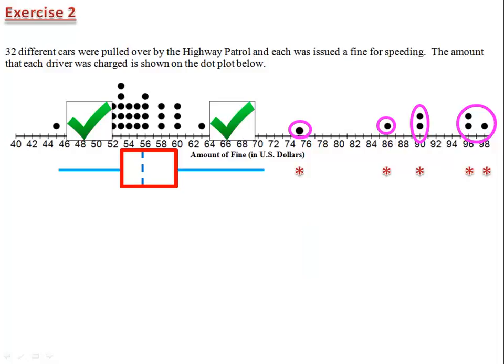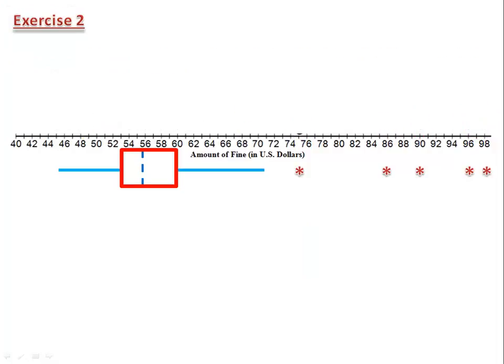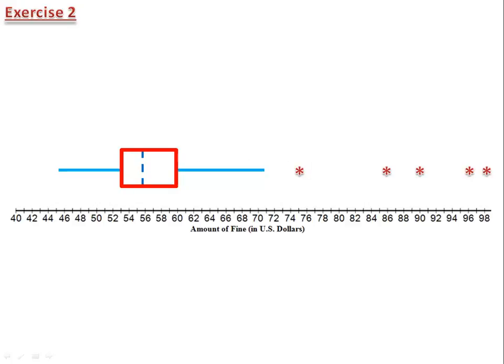Finally, if you want to be fancy, you can take that box plot, clean it up, and put it on a number line. This is everything you need to know about getting started to work with box and whisker plots.